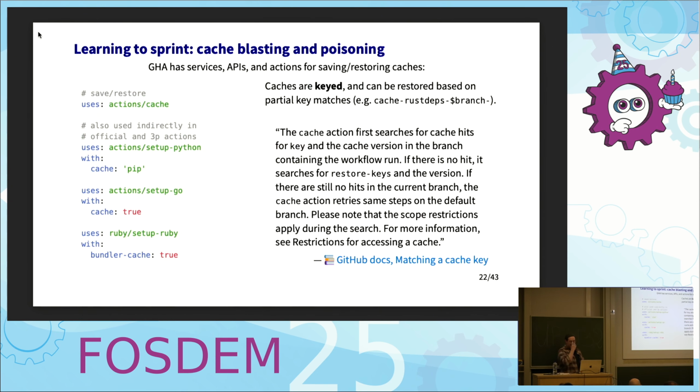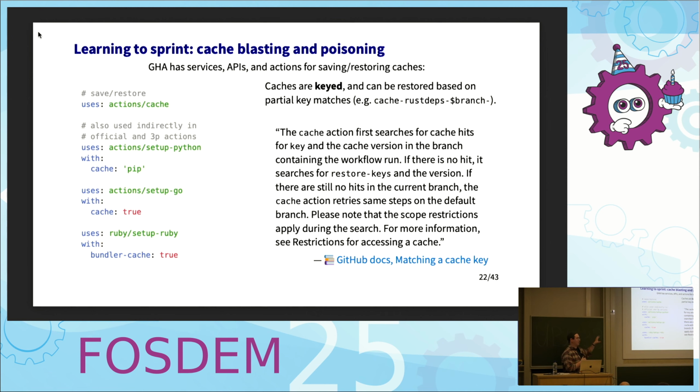Okay, let's get a little bit more advanced. GitHub Actions has services and APIs and actions for saving and restoring caches. These are critical for speeding up actions that pull a lot of things from public indices. These caches are keyed, and can be restored based on partial key matches. So for example, if you have your Rust dependencies, you want to restore from multiple different sources. The way it restores when you have partial matches is based on that partial match, but also a sort of privilege system of anything that's previously landed in the upstream repo.